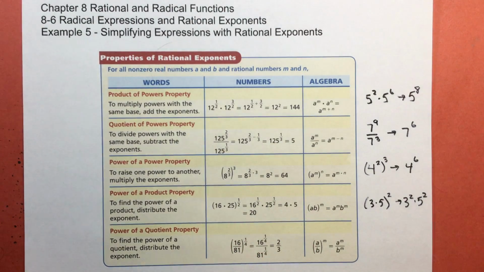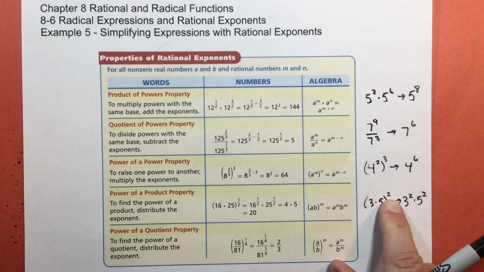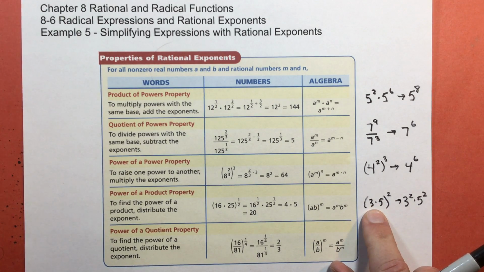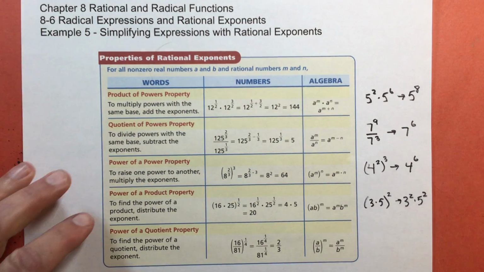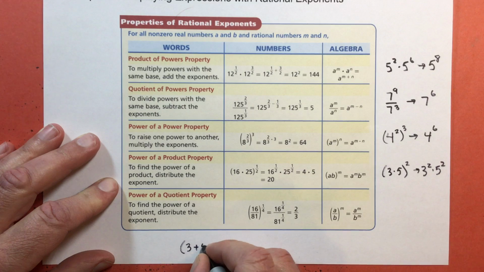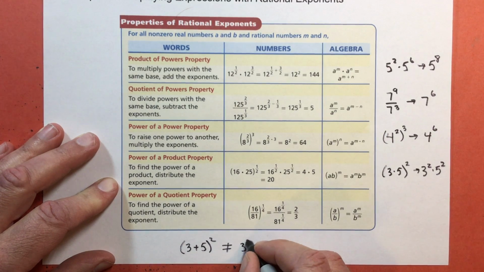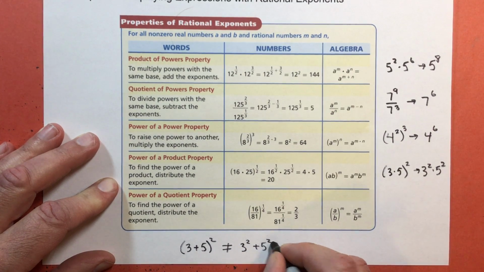This is, and we should just talk about this in class because it's one of those things that causes some problems, but it's not relevant to this section. But this is kind of like distribution, where I'm going to share the exponent with both of these factors. I have had some students, I'll write it down here, try to do something like this: 3 plus 5 to the 2nd power. This does not equal 3 to the 2nd power plus 5 to the 2nd power.